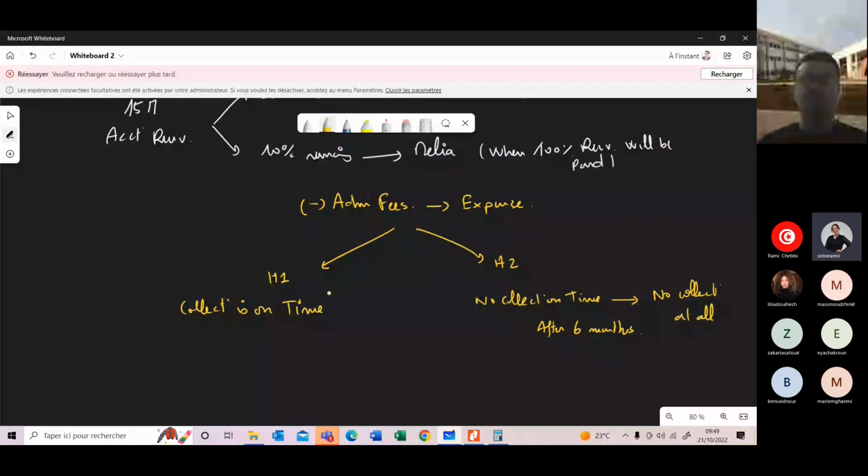Sir, could you please repeat the last part after the 6 months because I didn't really get it. You say the H2, the hypothesis 2? Yes. Okay, for the H2 hypothesis, assume that after 6 months, if it's not paid, Melia will return the whole amount. Not the whole amount, the 13.5 million. We return the 13.5 million.